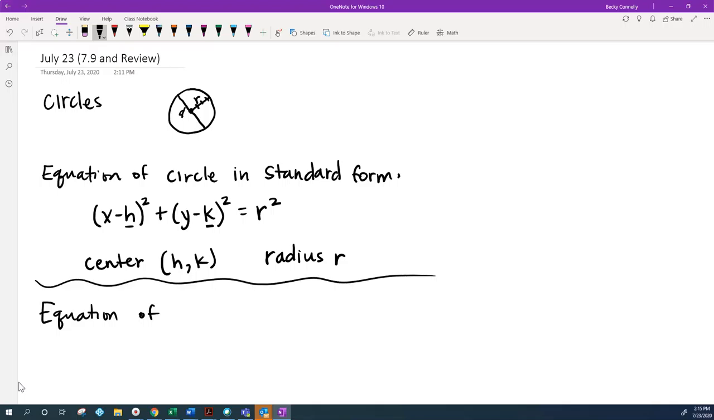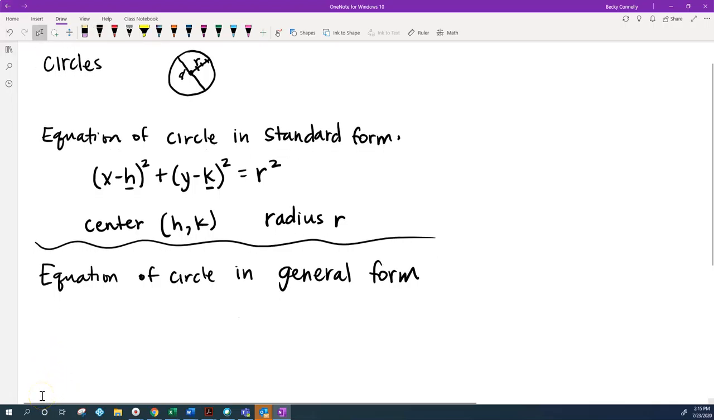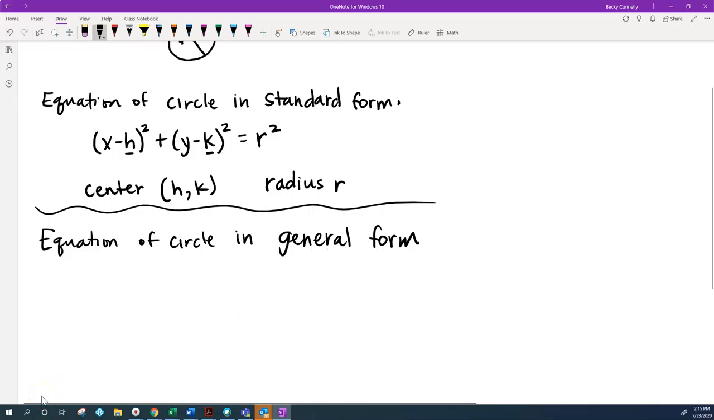But the other type of equation that we'll deal with, the equation of a circle in general form, looks like this. So we'll say ax squared plus bx plus cy squared plus dx equals e. So when it's in general form, it looks like this.